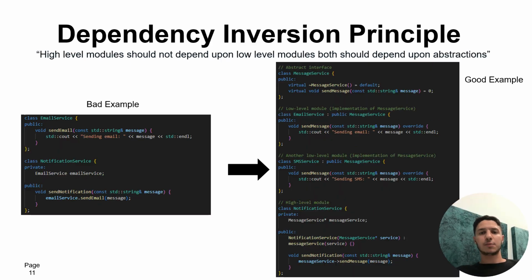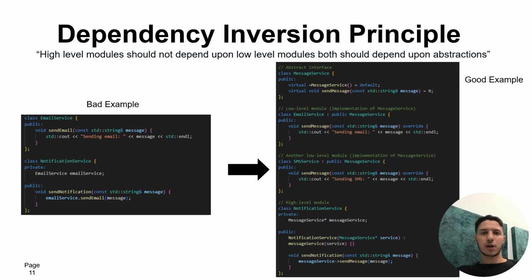And finally, we have the dependency inversion principle, where it states that high-level modules should not depend upon low-level modules. Both should depend upon abstractions. In simpler terms, it means that you should depend upon interfaces or abstract classes rather than concrete implementations. Well, this helps in reducing the coupling between classes and makes the code more flexible, scalable, and maintainable.